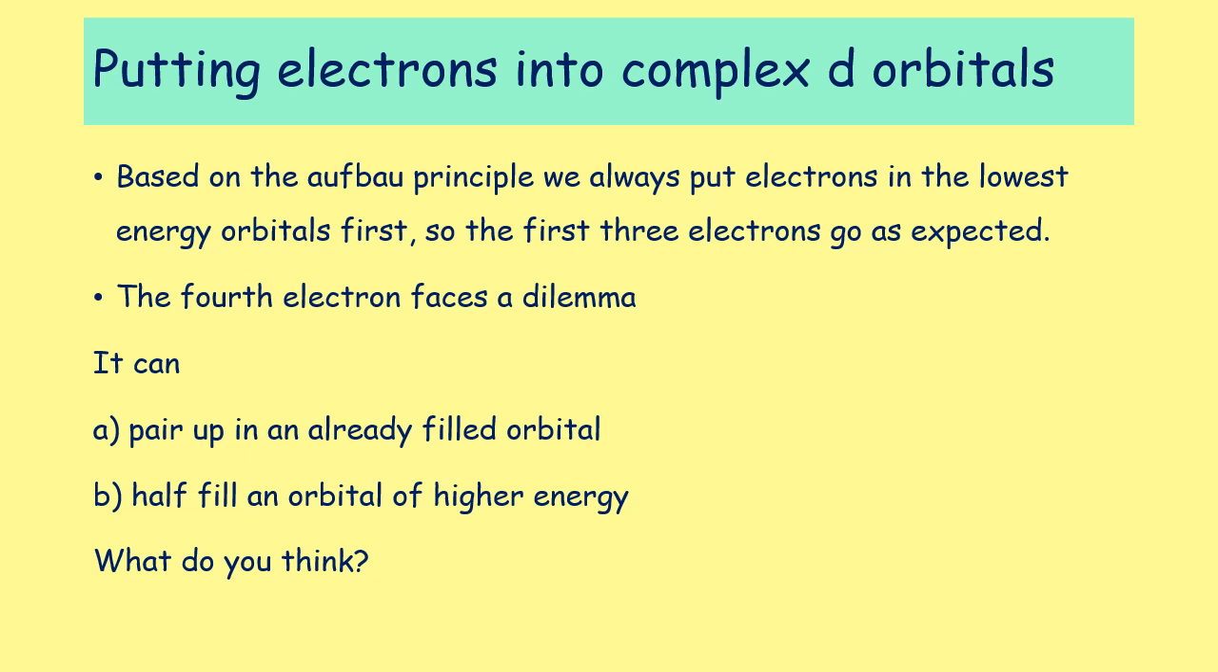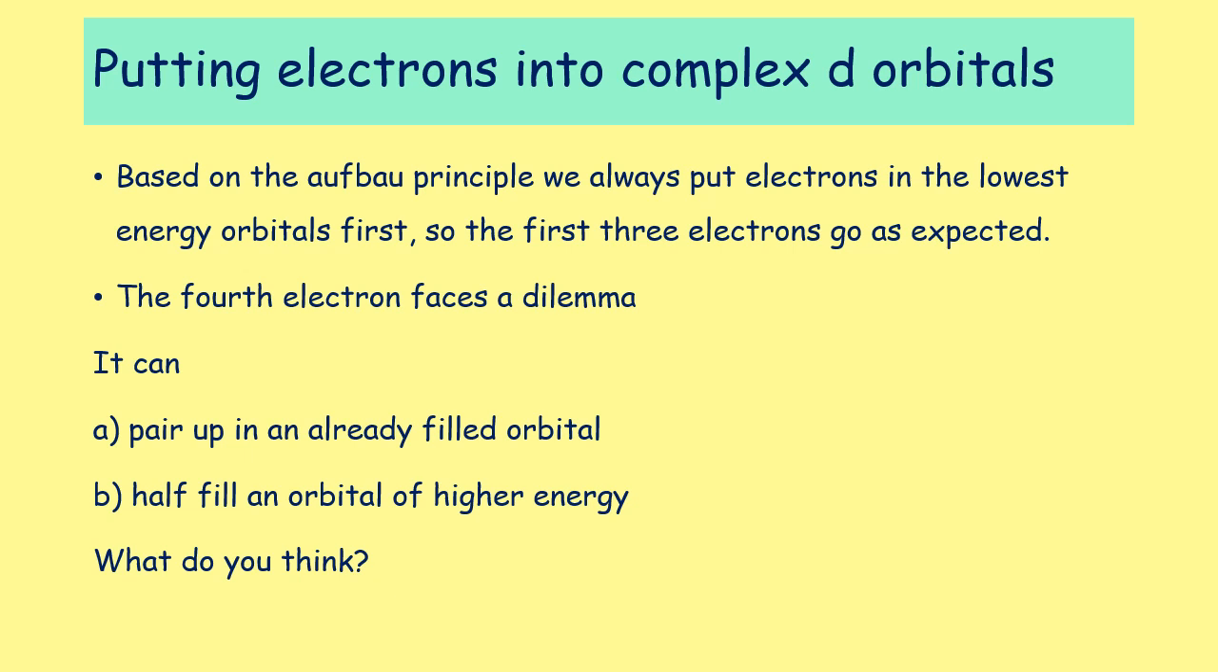So what I'd like you to think about is which one of those do you think is going to be the case? Are they going to fill in all the ones at the bottom and then the ones at the top? Or do you think they will half fill the orbitals at the bottom, then half fill the ones at the top, and then start pairing at the bottom?